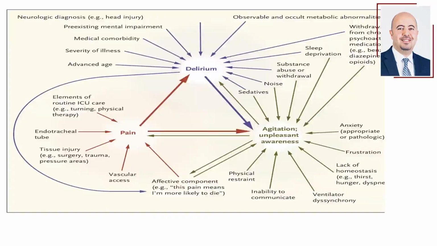The physical restraints, لما يكون مريض unable to communicate, ventilator dysynchrony, anxiety, even dyspnea, shortness of breath, thirst, and hunger. So many factors that can lead into pain and agitation in the patient in the ICU. That's why we really need to use analgesia and sedation in the ICU.